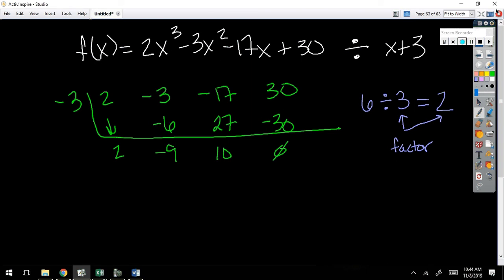This is just a side example with just numbers instead. So what this tells me, because I got no remainder here, then x plus 3 is a factor. What's the other factor?